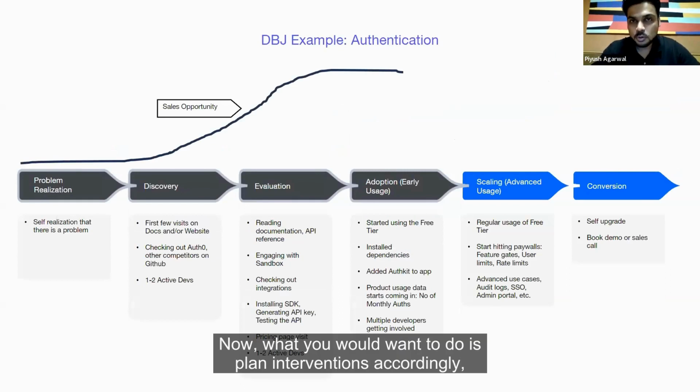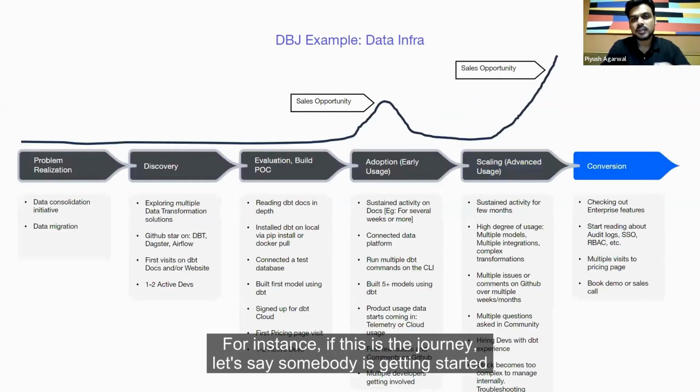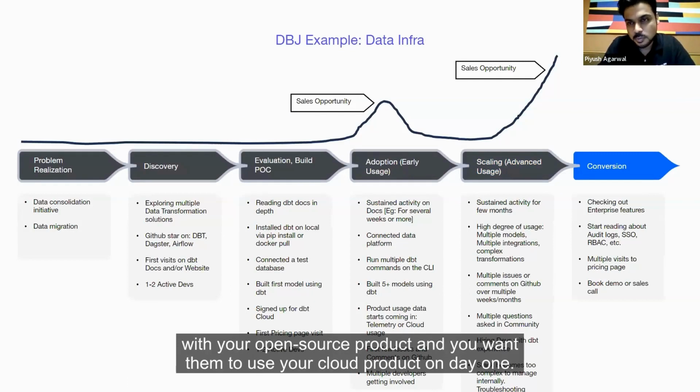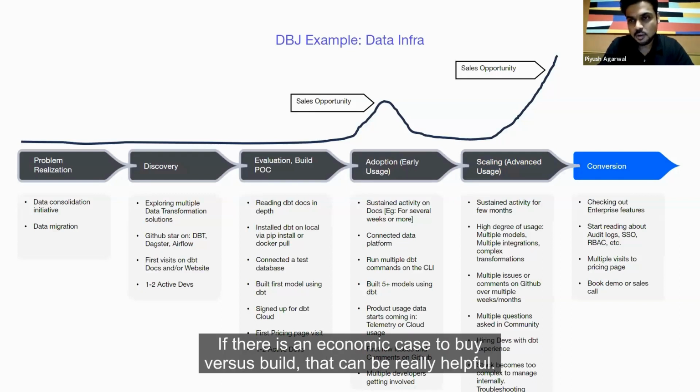Now, what you would want to do is plan interventions accordingly, and then just some examples of what the interventions could look like. For instance, if this is the journey, right? Let's say somebody is getting started with your open source product and you want them to use your cloud product on day one. Just some ideas. A big decision here is build versus buy. If there is an economic case to buy versus build, that can be really helpful.